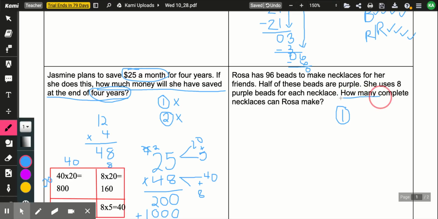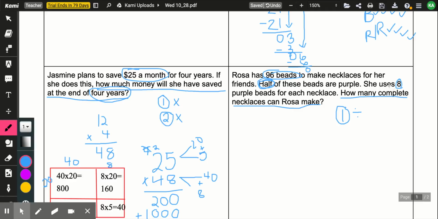So let's underline the question. How many complete necklaces can Rosa make? So what we need to know is she has 96 beads. Half of these are purple. That keyword half, if I see half, that means divided by 2. Okay, and then she uses 8 purple beads for each necklace. So I'm going to be first dividing those 96 beads by 2 to figure out how many are purple.